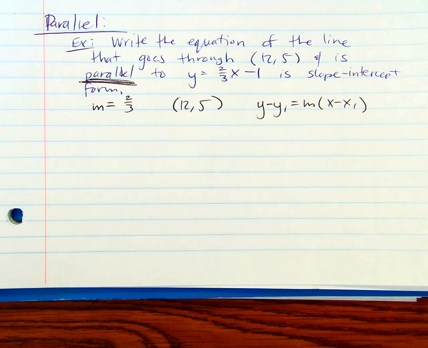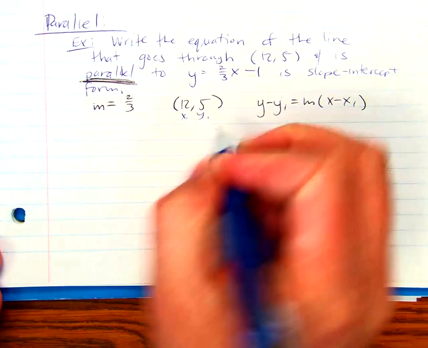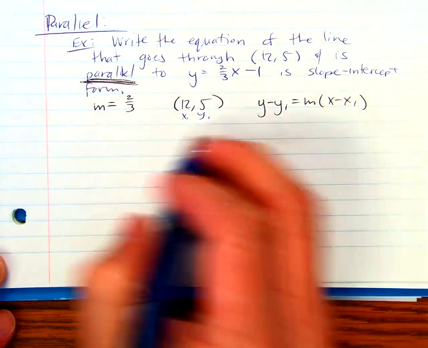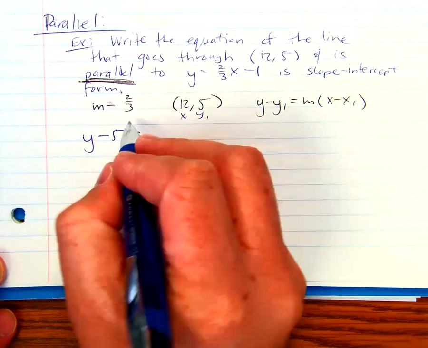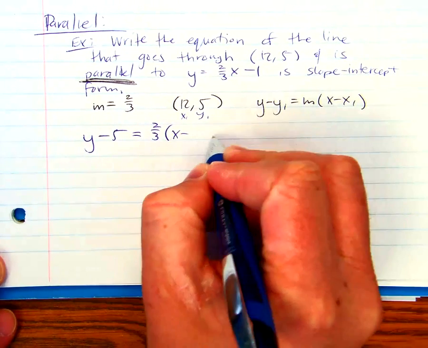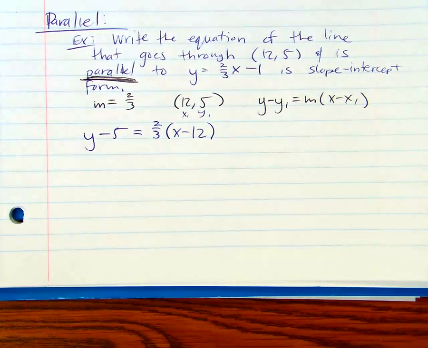Well, let's start with the part we do know. We know that this is x1, this is y1, and that's obviously m. So let's plug those in. So y minus y1 is 5, equals m we said is 2/3, x minus x1 was 12. So all we did is what we were doing on Friday, basically. We just plug the numbers in where they go in the formula.